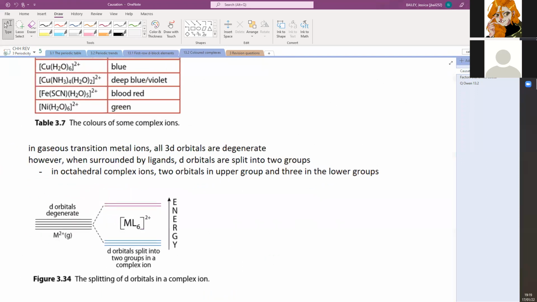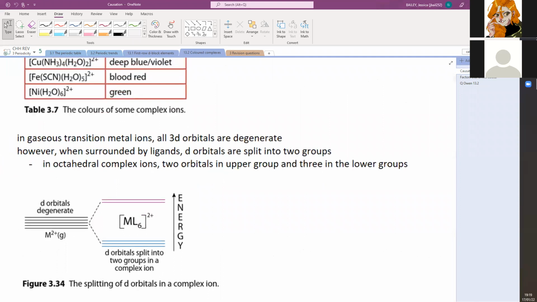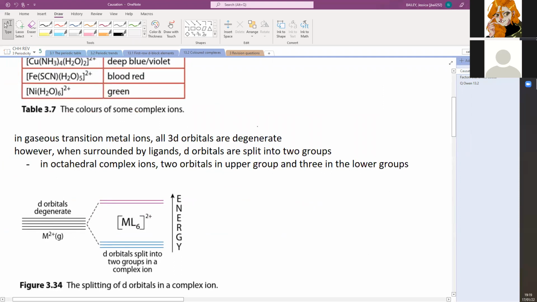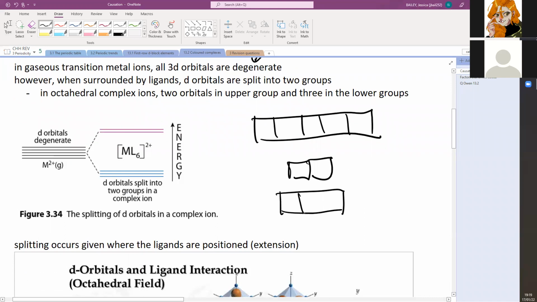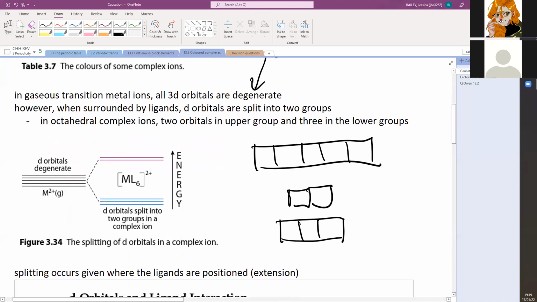So for gaseous transition metal ions, all of your 3d orbitals are degenerate. Now remember we saw that word last topic, and that means that they're all the same energy. And so when I draw my 3d block, normally it would look like that because they're all the same energy. But when it's surrounded by ligands, you get two different groups. So it ends up looking like this. You have two of them in a high level and then three of them in a lower level. And essentially this split allows for electrons to jump between the levels.